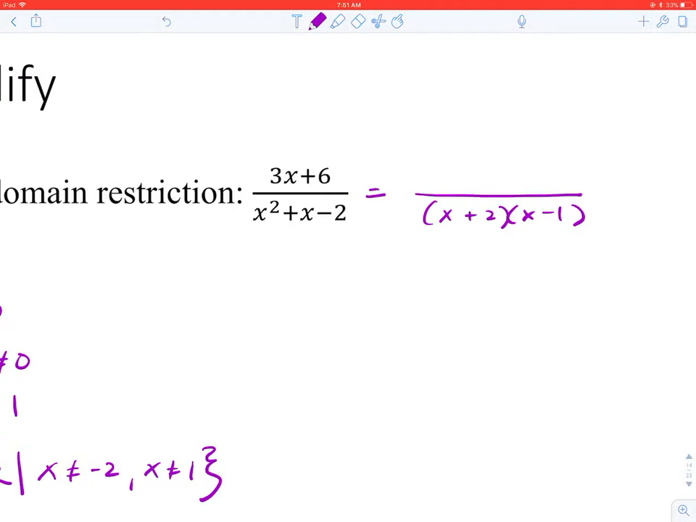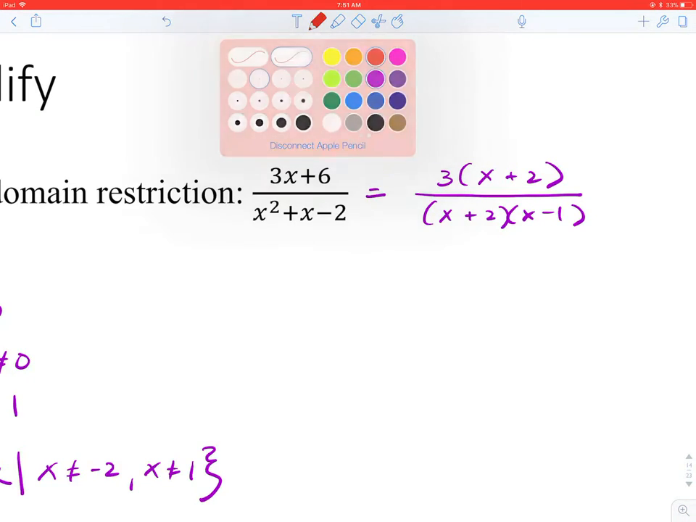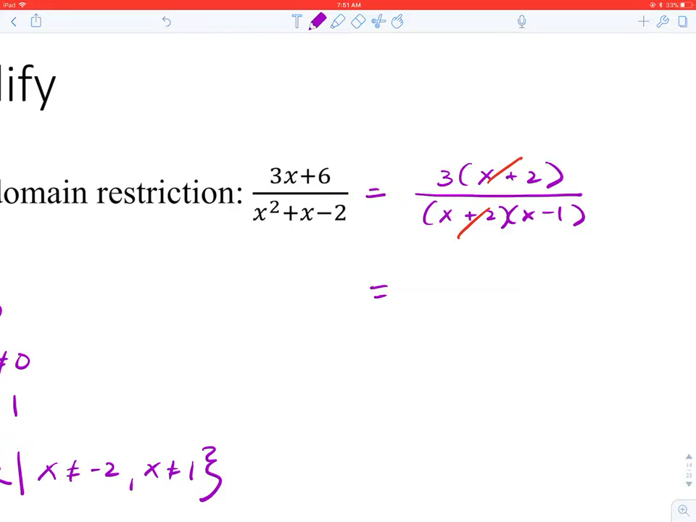It's a linear factor, but there is a GCF there. So the GCF of the numerator is 3. So I'm going to factor out a 3 just to see if there's anything that can cancel. I want to factor as much as possible. And now we can see that the x plus 2's will cancel. So we are left with 3 over x minus 1.